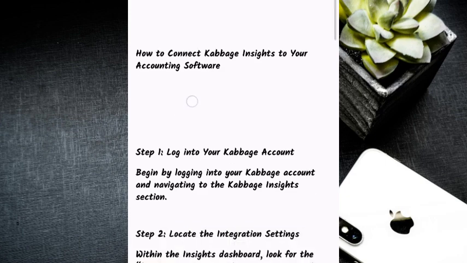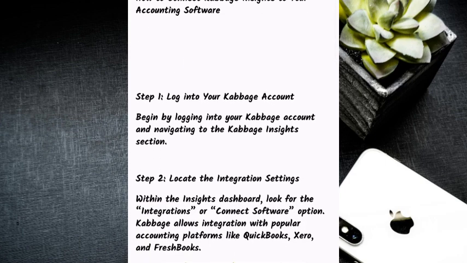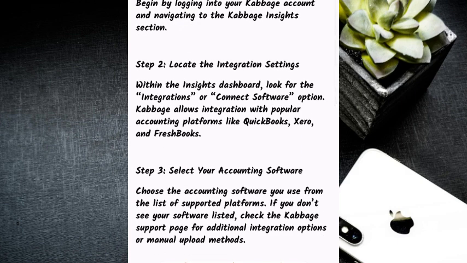Now the first step is going to be to log into your Kabbage account. So begin by logging into your Kabbage account at kabbage.com and navigate into the Kabbage Insights section. Now once you're there, step 2, locate the integration settings. Within the Insights dashboard, you want to look for integrations or connect software options. Kabbage allows integration with popular accounting platforms like QuickBooks, Xero, and FreshBooks.